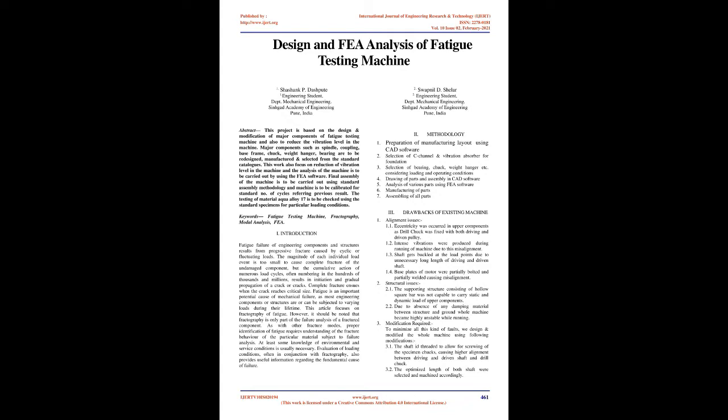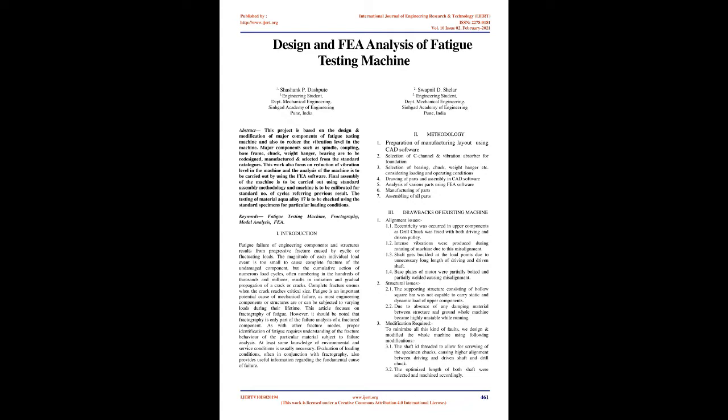Final assembly of the machine is to be carried out using standard assembly methodology, and the machine is to be calibrated for standard number of cycles referring to previous results. The testing of material aqua alloy 17 is to be checked using the standard specimens for particular loading conditions. Keywords: fatigue testing machine, fractography, modal analysis, FEA.